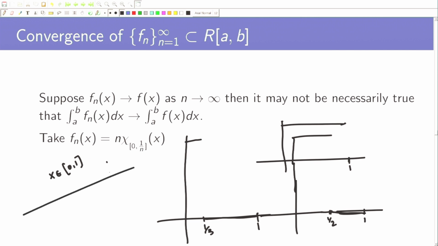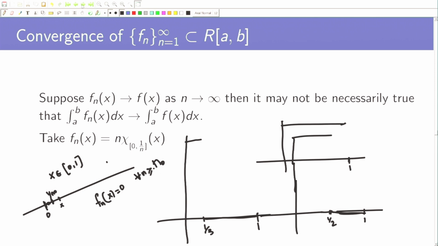Now, wherever the x is, however close it is to 0, I can always get an n such that 1 by n is less than x. Now, suppose this is my 1 by n sub naught. Any n bigger than n sub naught, 1 by n is going to be less than 1 by n sub naught. Therefore, all these 1 by n will lie over here. Now, for this x, f n of x is equal to 0 for all n greater or equal to this n naught.